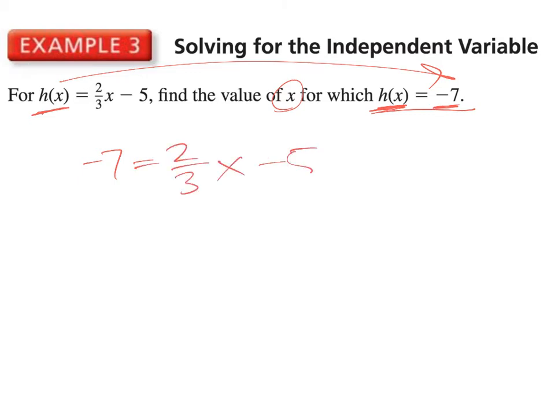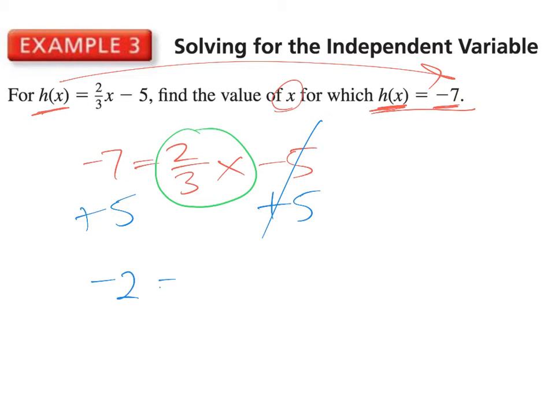Then we could solve for x, which is what they want us to do. So what do you do first? All right, some people are still having a little trouble with this, so let's make sure we understand this. I need to isolate the piece with the variable first. So that means I need to get rid of the minus 5. So I need to add 5 to both sides. So I get negative 2 equals 2/3 x.